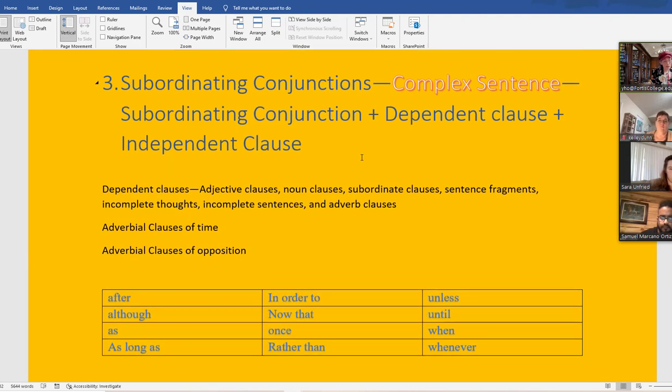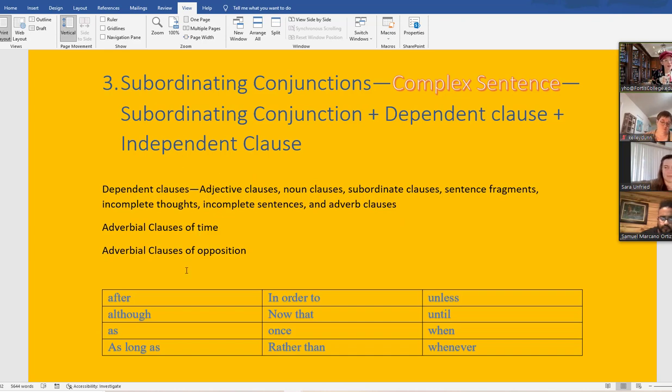And then the third kind of sentence is the complex sentence, which has a subordinating conjunction plus a dependent clause plus an independent clause. Other names for dependent clauses are adjective clauses, noun clauses, subordinating clauses, sentence fragments, incomplete thoughts, incomplete sentences, and adverb clauses. Those are the different names for dependent clauses that you're going to find. There are actually a lot more, but those are the ones off the top of my head.